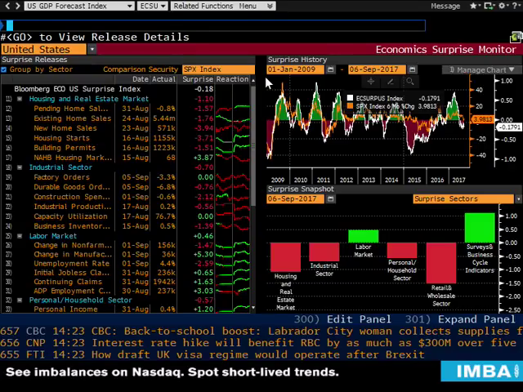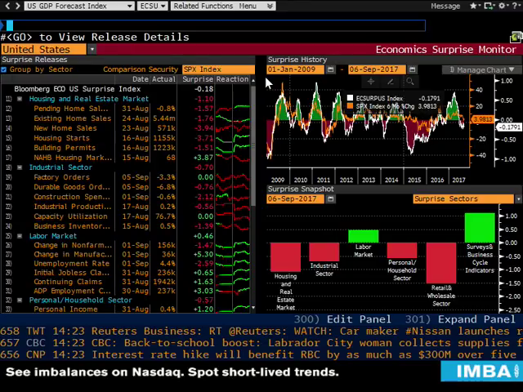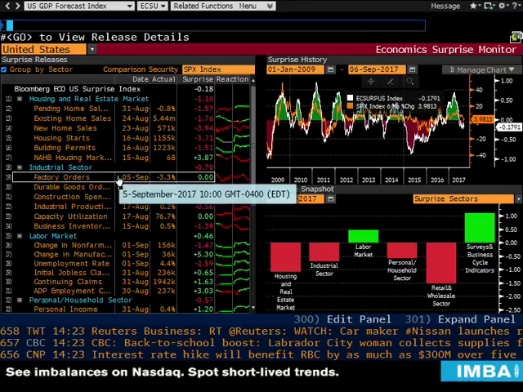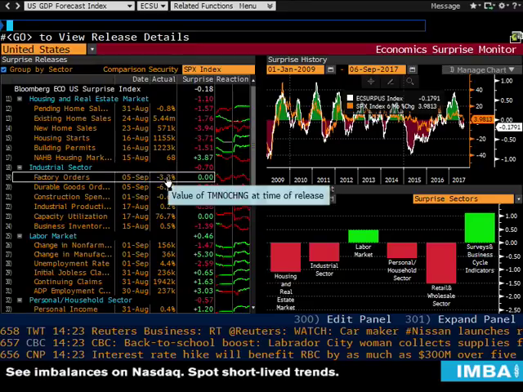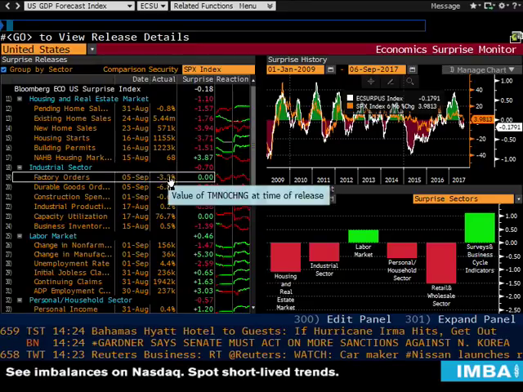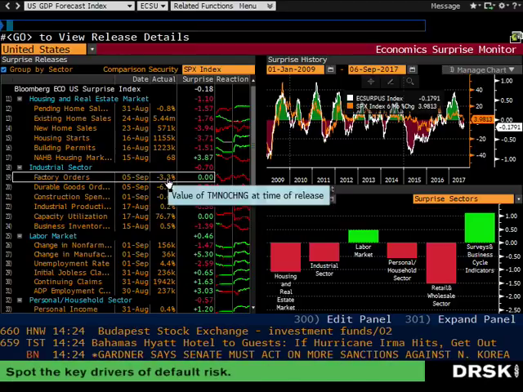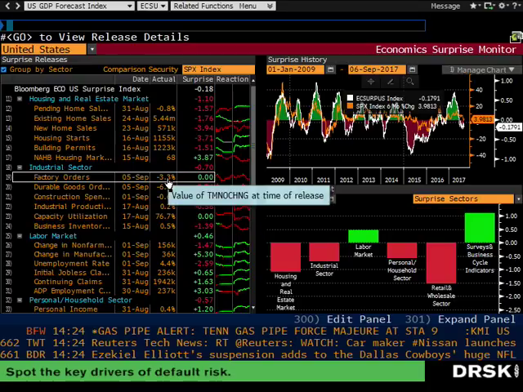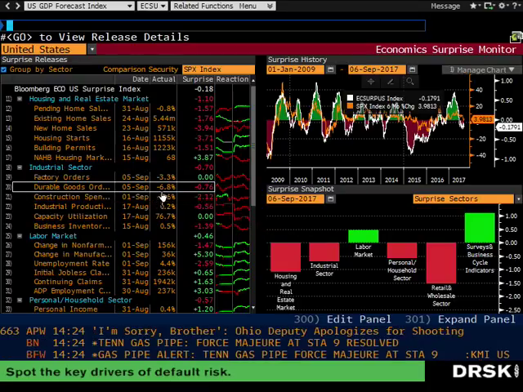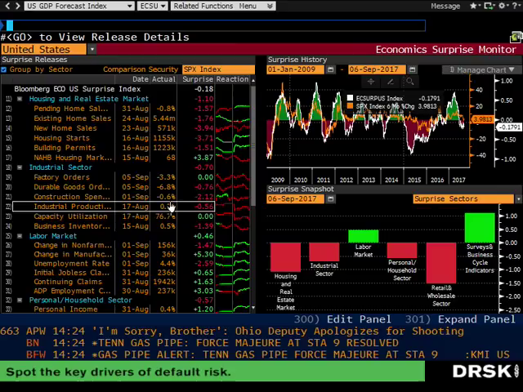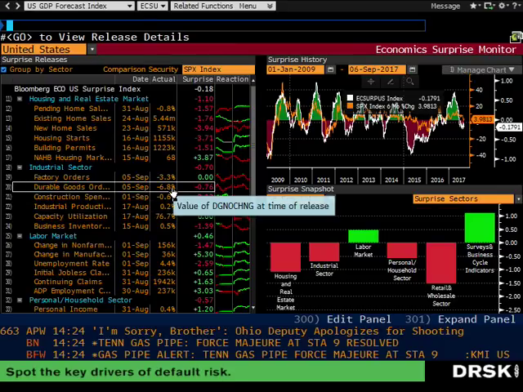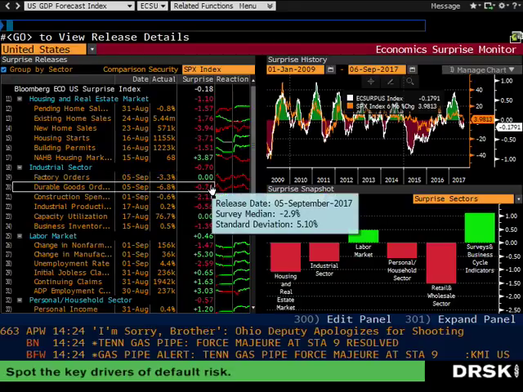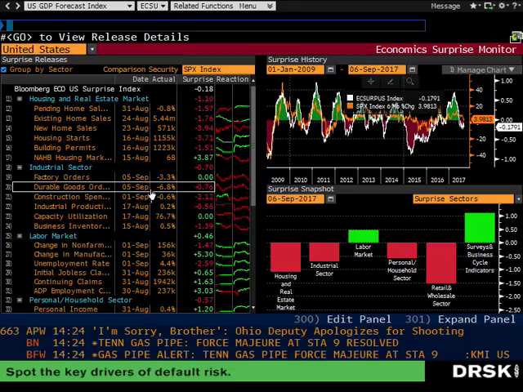Just as an example, for factory orders on September 5th, economists had expected factory orders to decline 3.3% in the forecast period. When the data actually came out on September 5th, it was a 3.3% decline. There was no surprise. It was exactly equal to the expectation. On September 5th, for durable goods, the actual data of down 6.8% for orders was a negative surprise. It was down further than what people expected. So that's where the idea of the surprise index comes from.